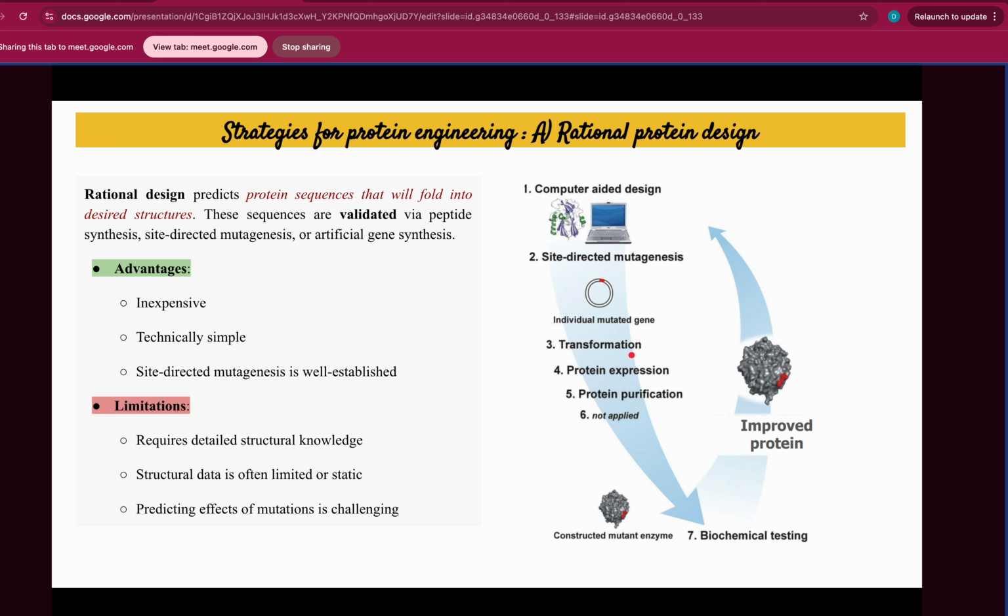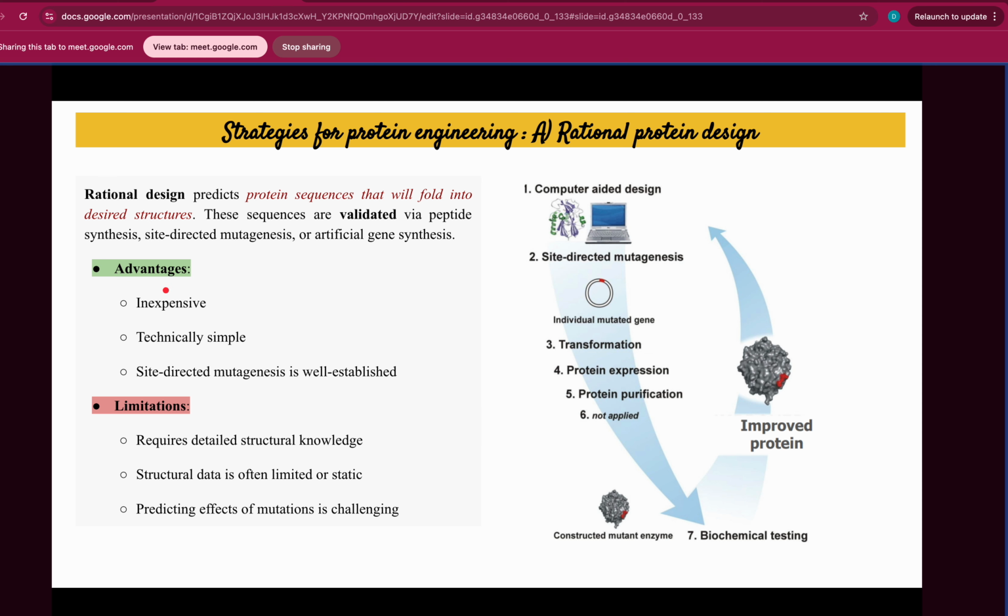That step where you incorporate the vector into the host is known as transformation, and then the protein will get expressed. First of all, the plasmid will convert into multiple copies in the bacteria, and then from all those copies protein expression will start. The protein will be expressed in the organism in which you are expressing, and then you will purify that protein, and after purification you will check it. You will perform biochemical testing, you will see whether it is thermostable, and depending on your aim you will see multiple things, and if it passes that criteria, then you are presented with the improved protein, and if not, then you will start the process again.